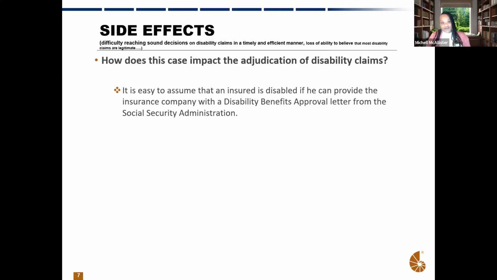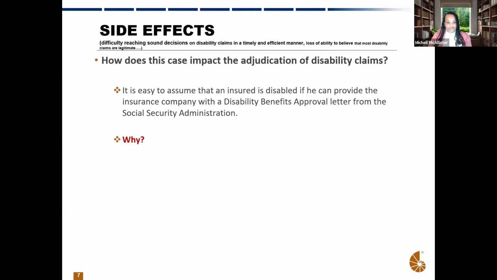And when we are adjudicating disability claims, it's very easy for us to assume that the insured is actually disabled if he can provide the insurance company with a disability benefits approval letter from the Social Security Administration. We depend on that letter a lot of times to be in the claim file to help us get through.